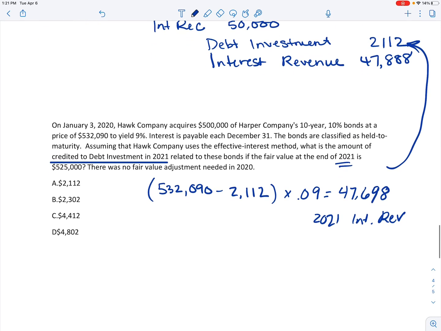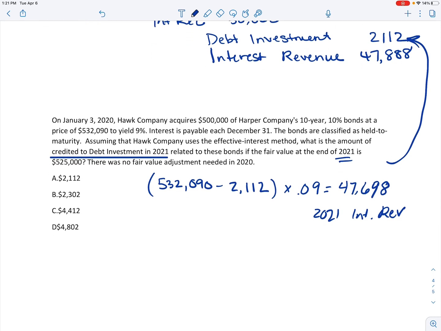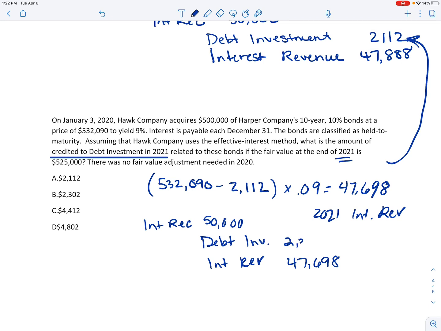So when I go ahead and make that journal entry to record interest, my interest receivable is going to be, again, 50,000. My interest revenue is going to be 47,698, showing a debt investment decrease of 2,302.